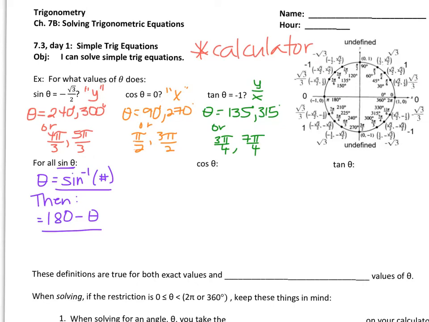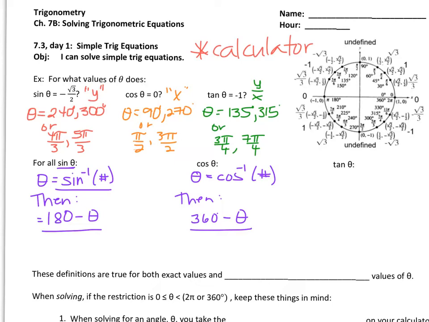To find a cosine value, it's the same idea. We either find the two locations on the unit circle, or we plug it into our calculator by taking cosine inverse of whatever number we're looking at. It could be a fraction, it could be a decimal, whatever the case may be. But the rule for cosine, since it's in quadrants 1 and 4 where x is the same, is instead of subtracting from 180, we subtract from 360. And that would give us our answer for cosine.